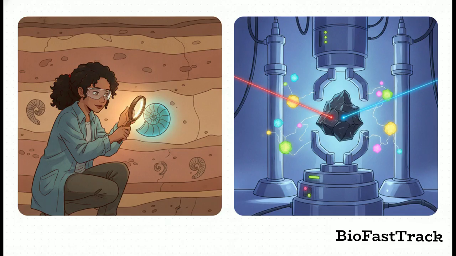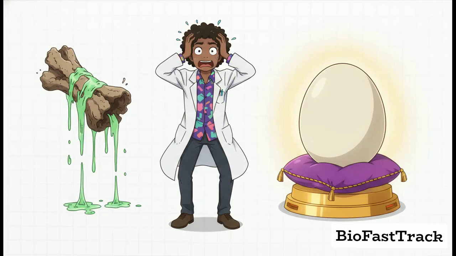We get this by using radiometric techniques, like radiocarbon dating for more recent organic material, or potassium-argon dating for incredibly ancient volcanic rocks. But wait, listen up, because this is a massive exam trap that you need to watch out for. Do not trust amino acid racemization in open systems.